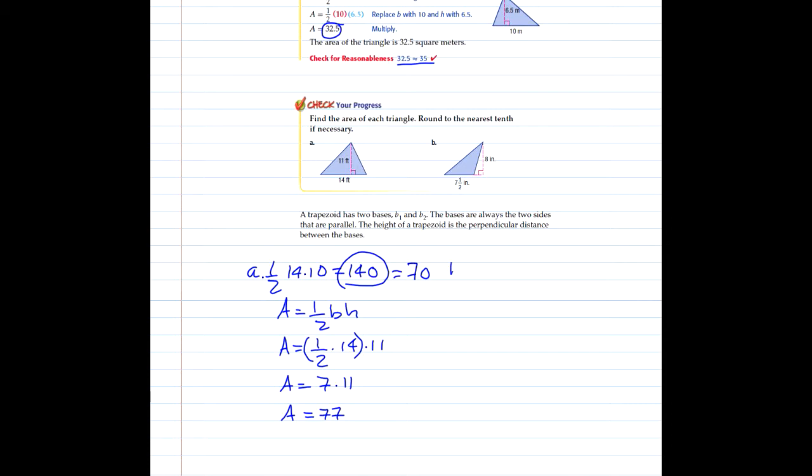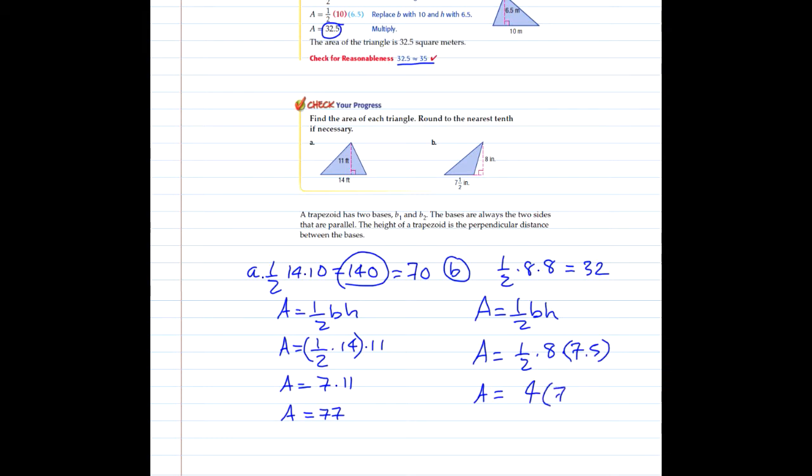Example B. I'm going to do 8 times 8. Actually, now again, it's 1/2 times 8 times 8, which is 32. That's my estimate. My formula, area equals 1/2 the base times the height. My area equals 1/2 times 8, and again, I'm going to use the 8 first because 1/2 and 8 are compatible. So I can simplify those two numbers by multiplying them together first.